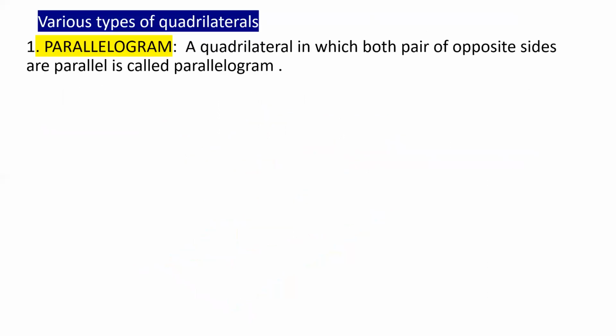Okay, now we are going to see the types of quadrilateral. The first type of quadrilateral is a parallelogram. The word parallelogram itself tells you the definition: the opposite sides are parallel. In a quadrilateral, if the two pairs of opposite sides are parallel, then it is called a parallelogram. So in this figure, AB is parallel to DC and BC is parallel to AD.